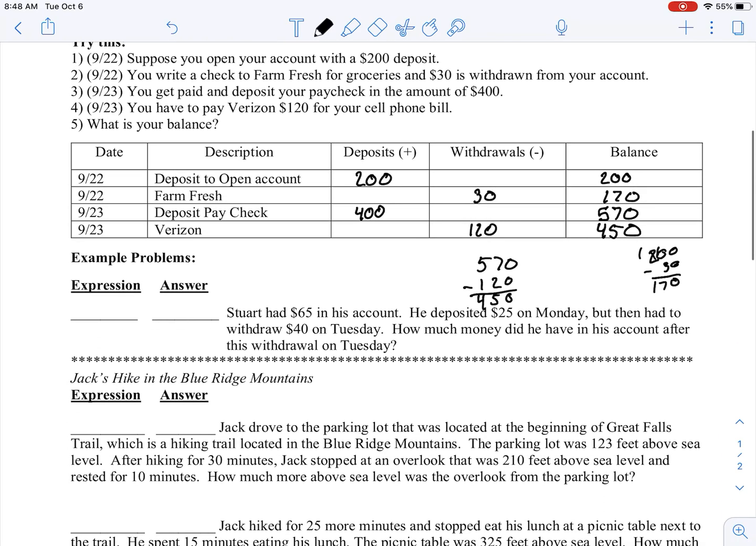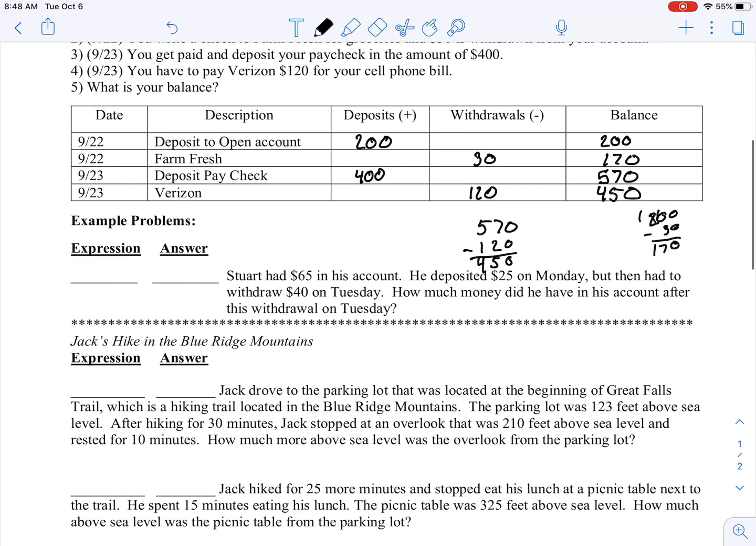All right. So we're going to need to be able to take word problems and figure out a mathematical expression, and then so we can figure out our answer there. So our example here, Stuart has $65 in his account. So we'll just start it off here. He had 65. He deposited 25 on Monday, so we're going to be adding 25. And let's just figure out what he has right away from that. So that's going to be $90.